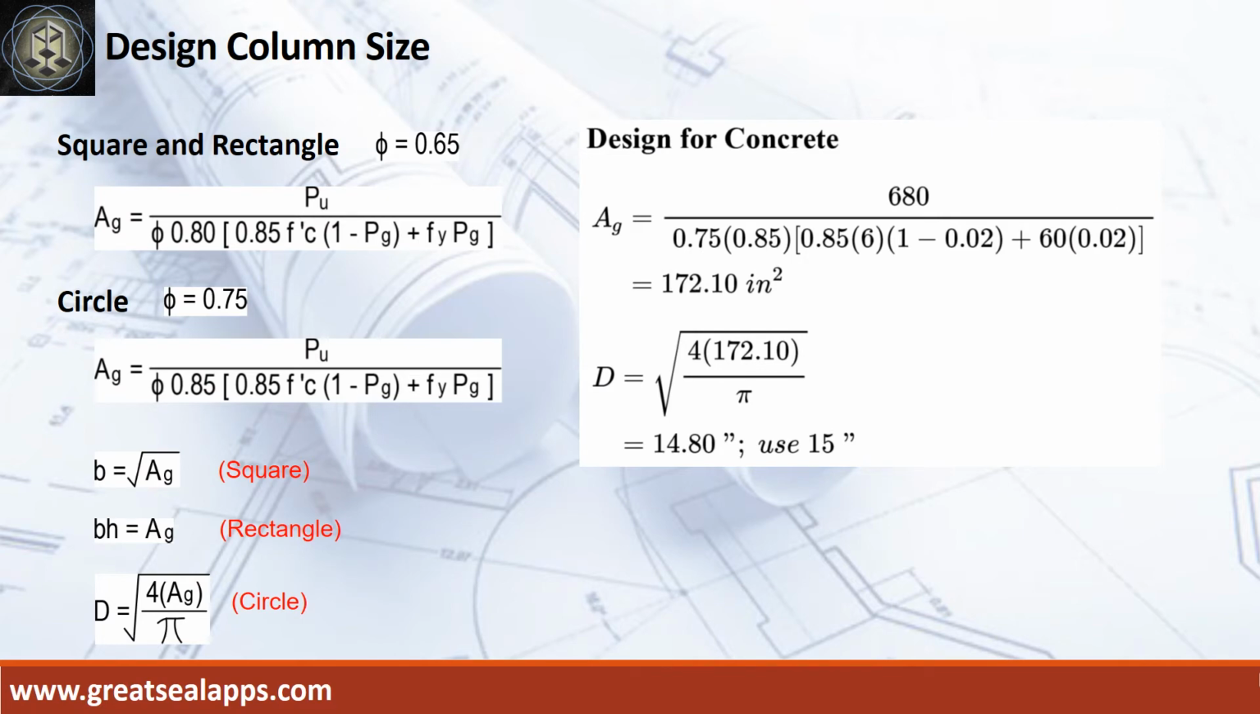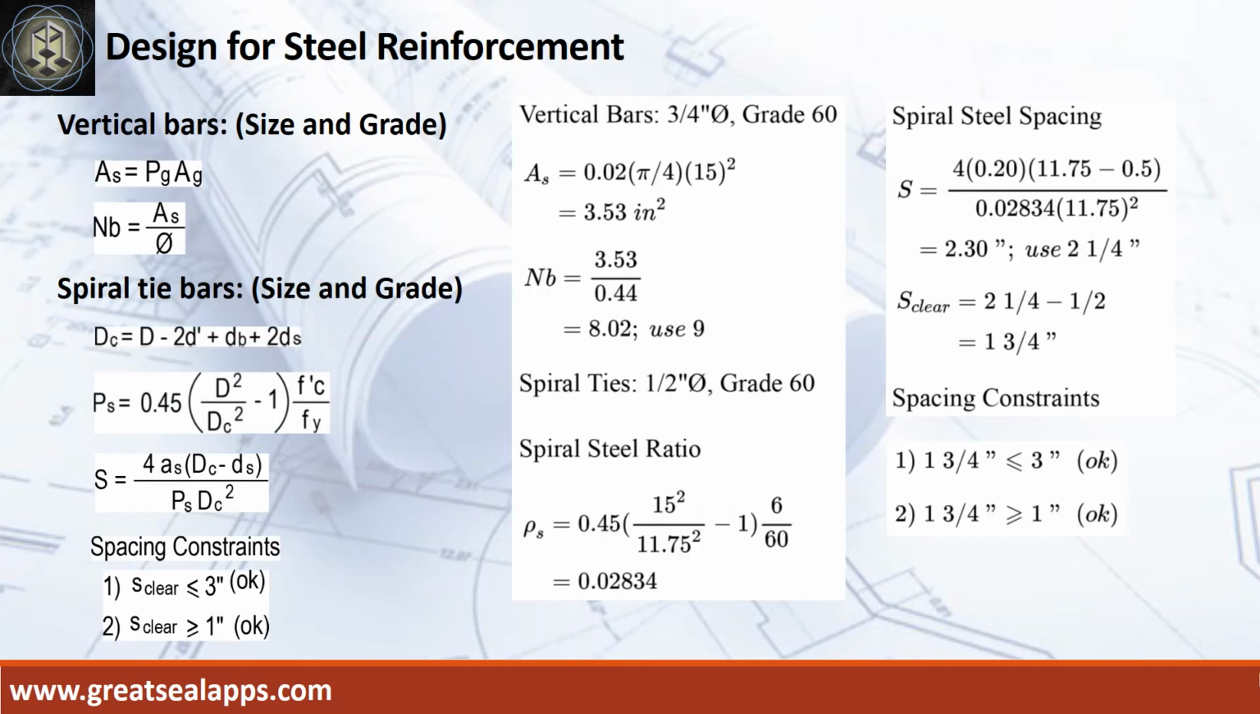Given factored load equals 680 kips, the gross area of section is 172.1 square inches for a diameter of 15 inches. Given steel ratio of 2% and diameter equals 15 inches, the area of steel for vertical bars is 3.53 square inches. The number of bars for 3/4 inch diameter is 9. The spiral steel ratio ρS equals 0.02834 for a pitch of 2 1/4 inches.